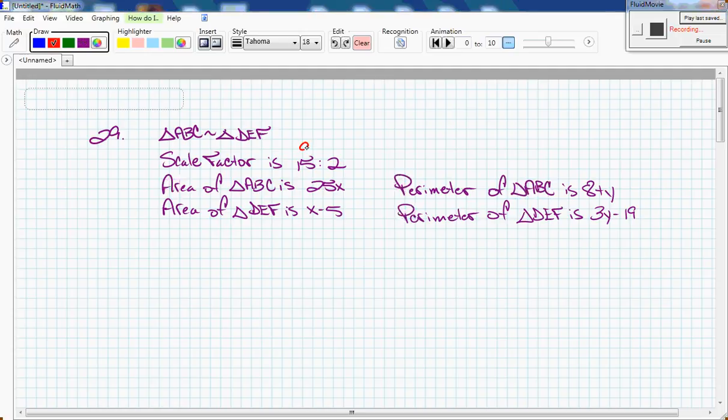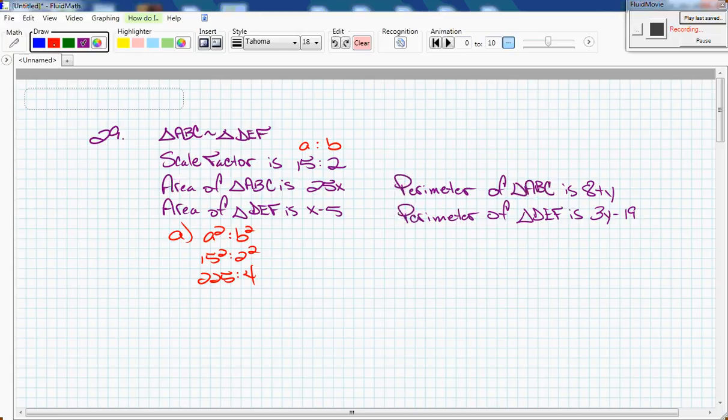We'll call this A to B. Therefore, the ratio of their areas would be A squared to B squared. So to answer part A, what we would do is plug in 15 squared to 2 squared. So we would have 225 to 4. So that's how you answer part A.